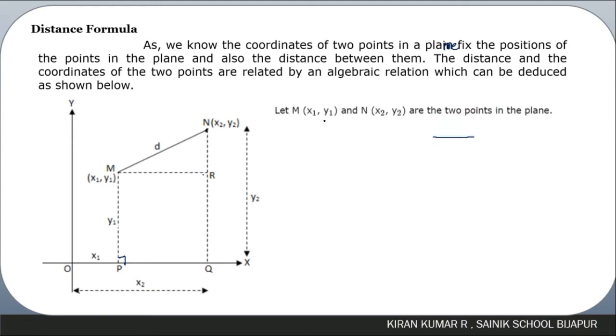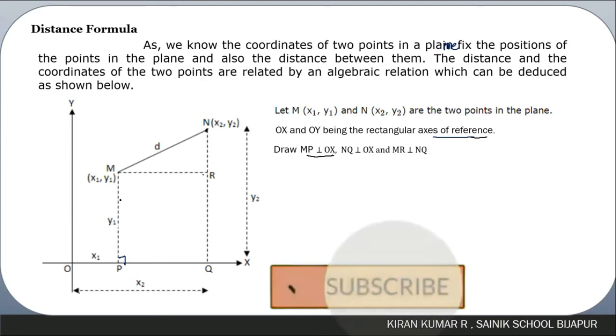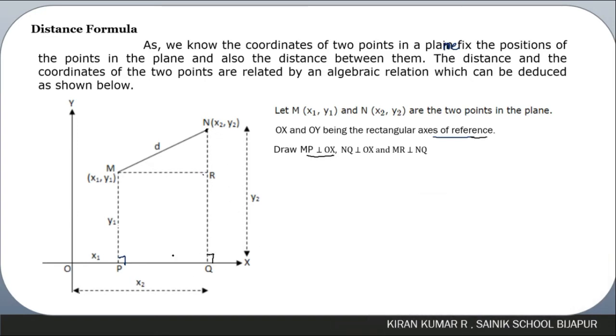Let (x1, y1) and (x2, y2) be the points in the plane. OX and OY are the rectangular axes of reference. Let us draw MP perpendicular to OX, NQ perpendicular to OX, and MR perpendicular to NQ. Here, MNR is a right angle triangle.